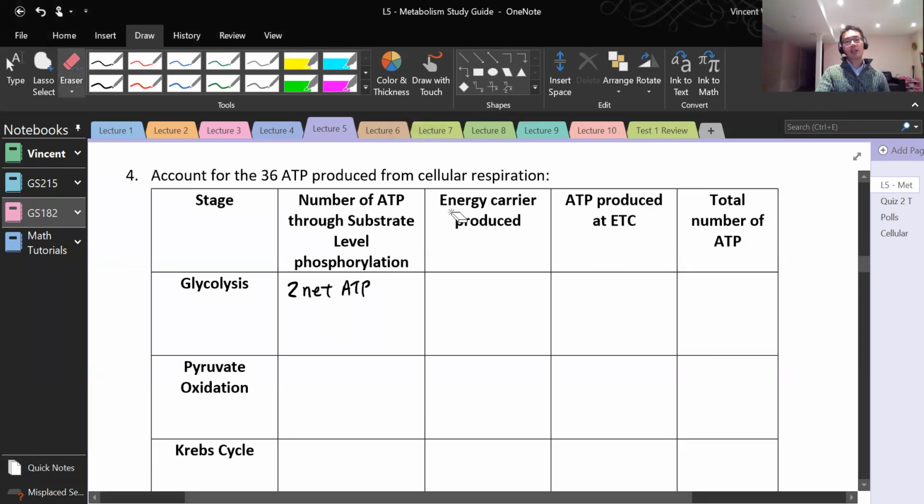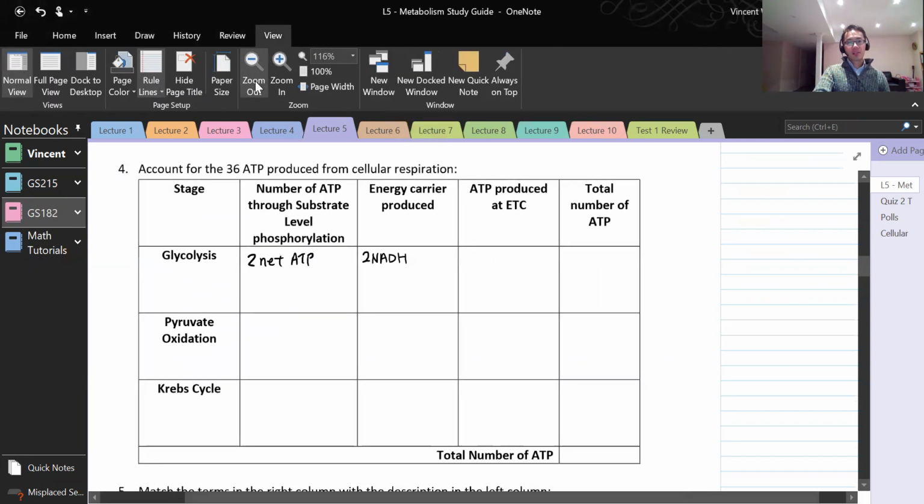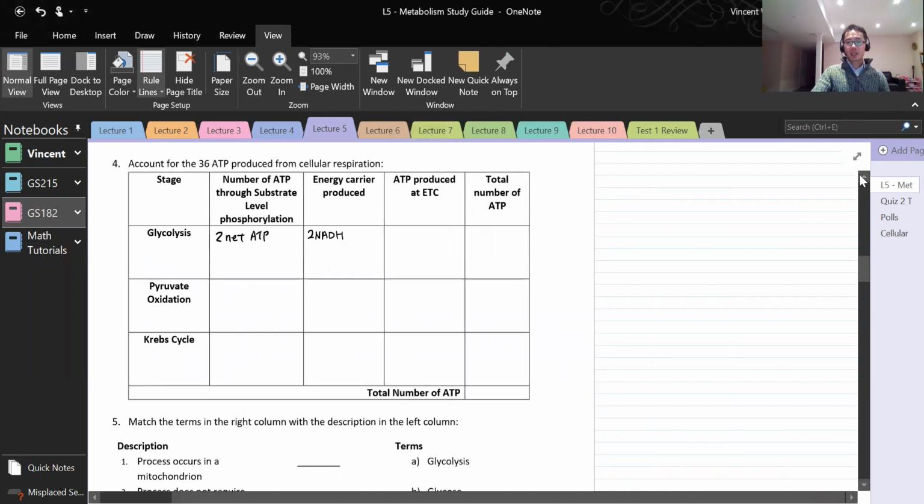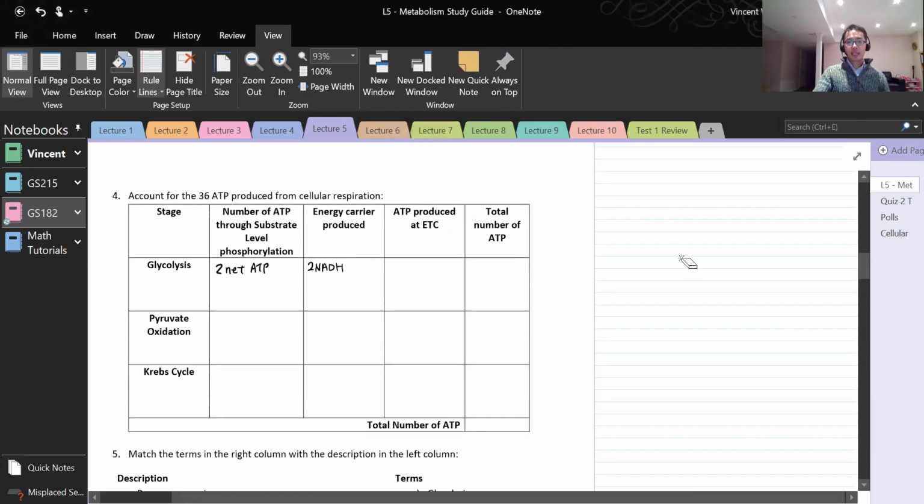Okay, energy carrier produced. If you recall from the first page, we have 2 NADH. Now there's a little bit of a catch here with these 2 NADH. Remember, again, this is the mitochondria, and this is the cytoplasm, right?